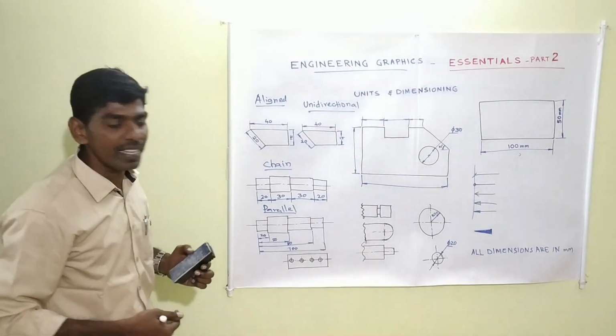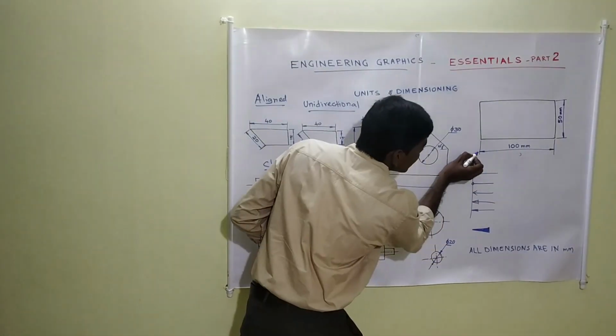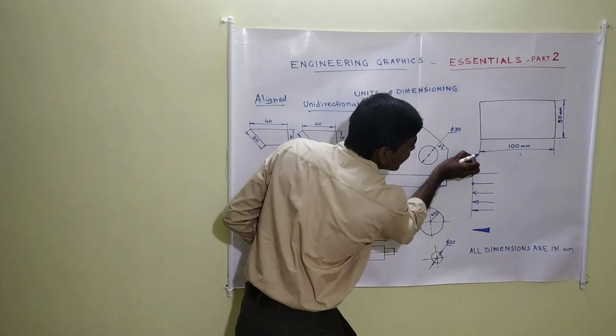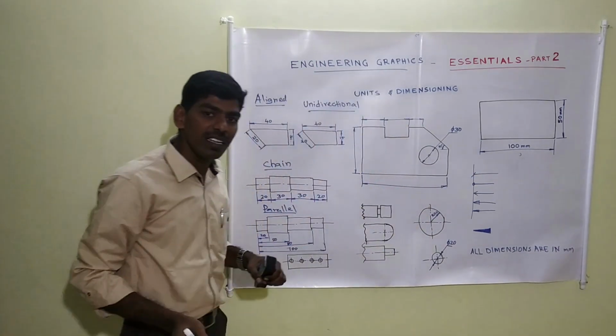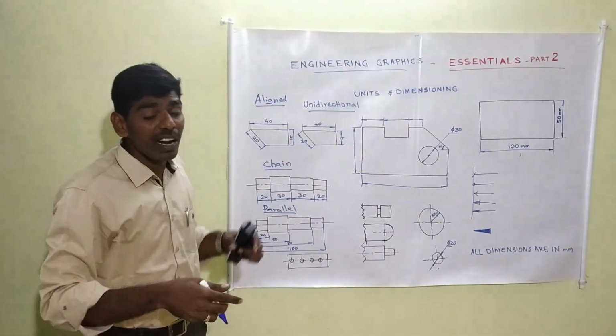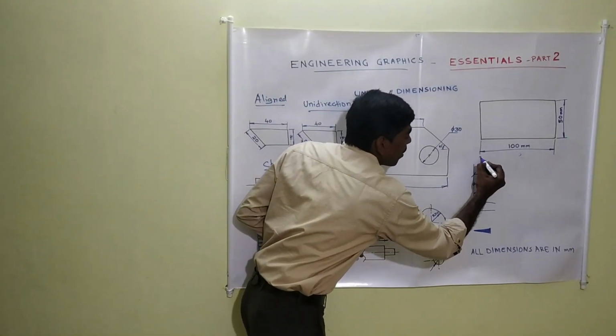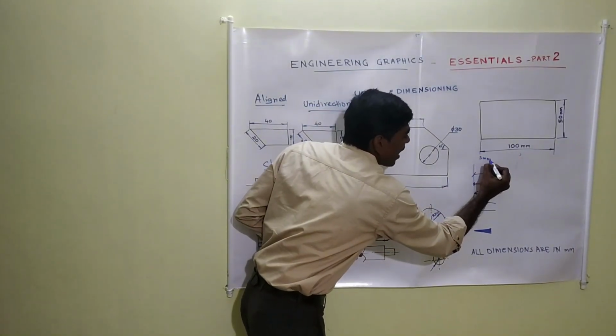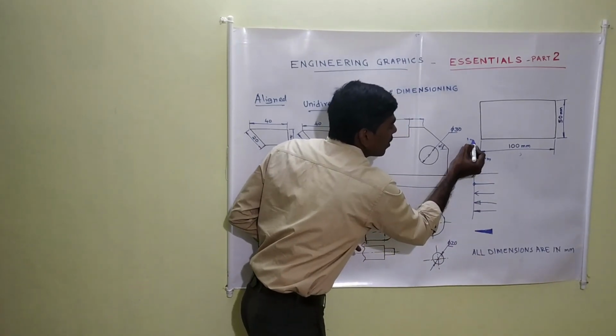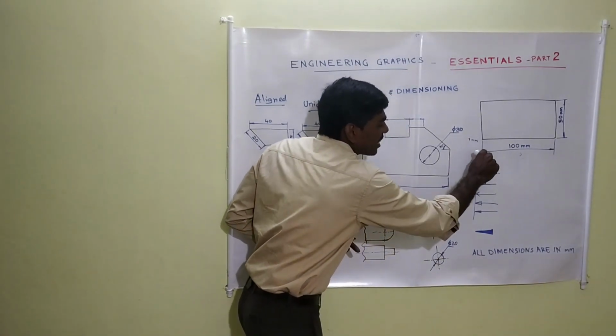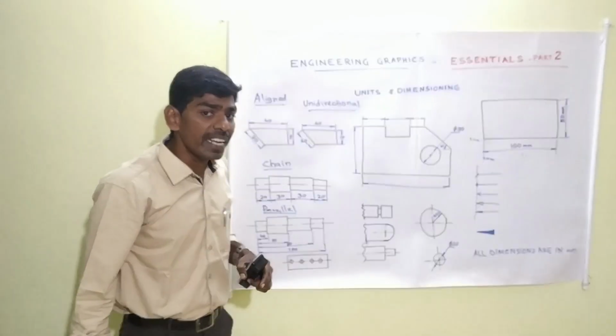I forgot to say one thing. Here, look at this. The projection line has got extended beyond the dimension line. And that must not be too far away. Let it be say 3 mm. For a smaller diagram, let the gap be 1 mm and the extension to be 3 mm beyond the dimension line.